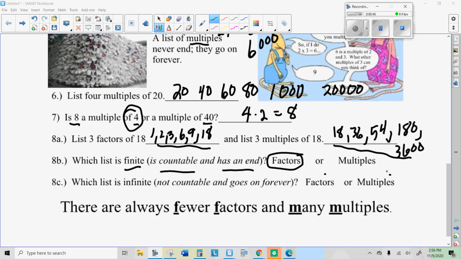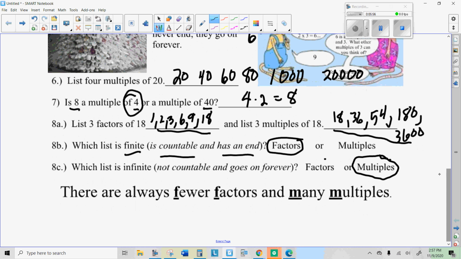Yes, factors are countable. There's only a certain number of them. Multiples are infinite because all you have to do to get another multiple is think of a different number to multiply the original number by.